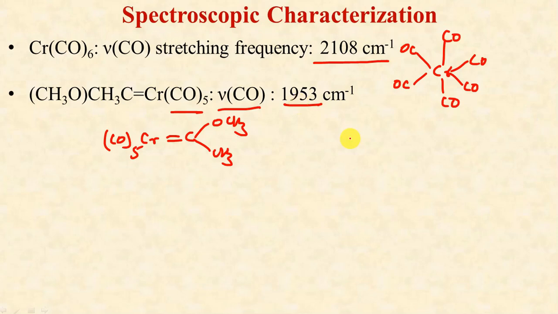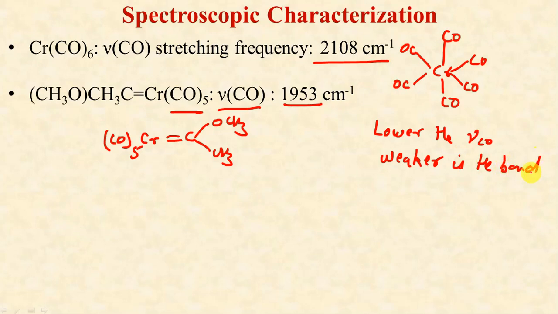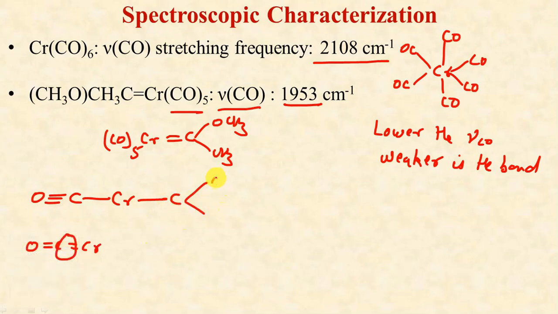And we know that the lower the nu CO, the weaker is the bond. It means in the case of Fischer carbenes, this CO bond is weaker, meaning the metal carbon bond will be stronger. So now what is happening actually? This is chromium, and this is one CO ligand which I am considering here, and on the other side we have the carbene carbon atom, with a methoxy group and a methyl group.